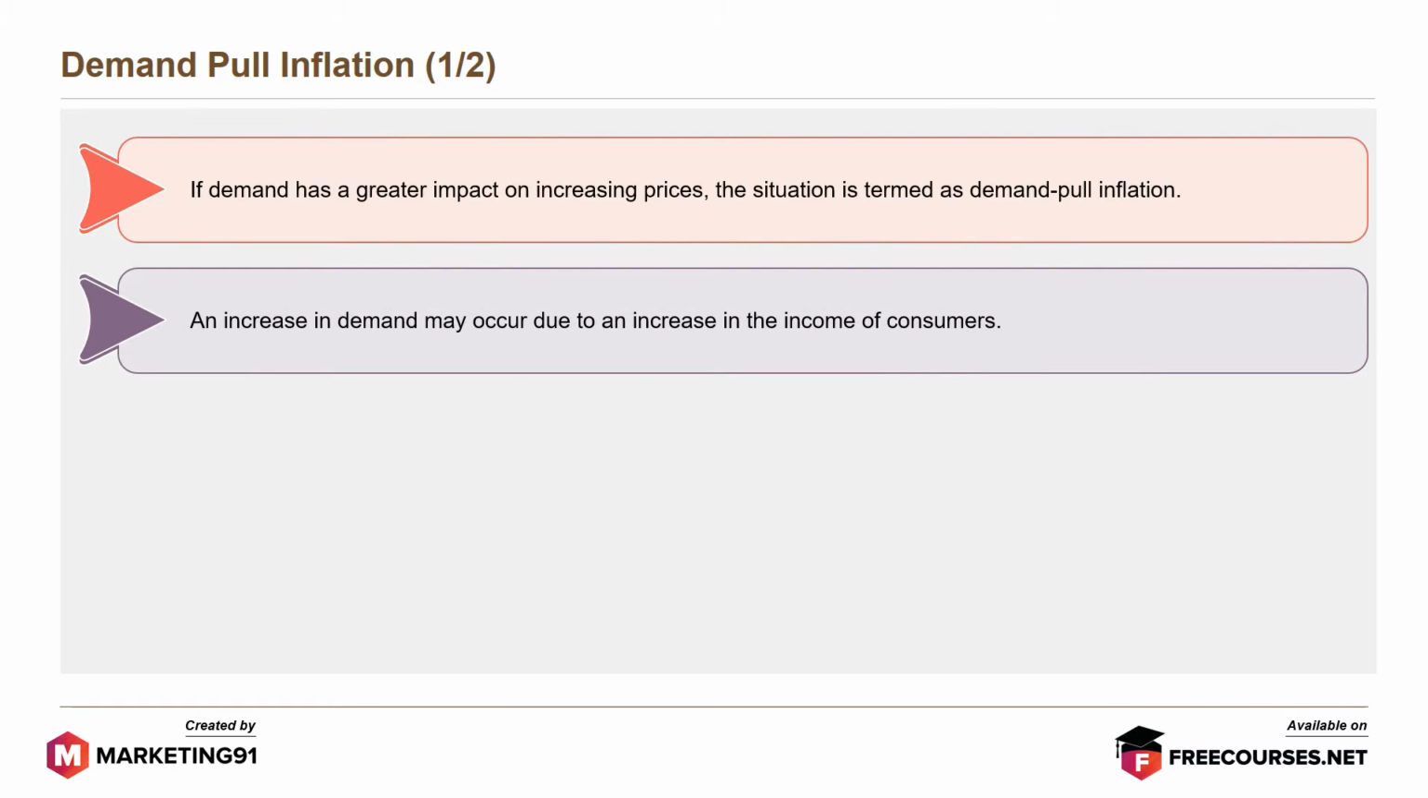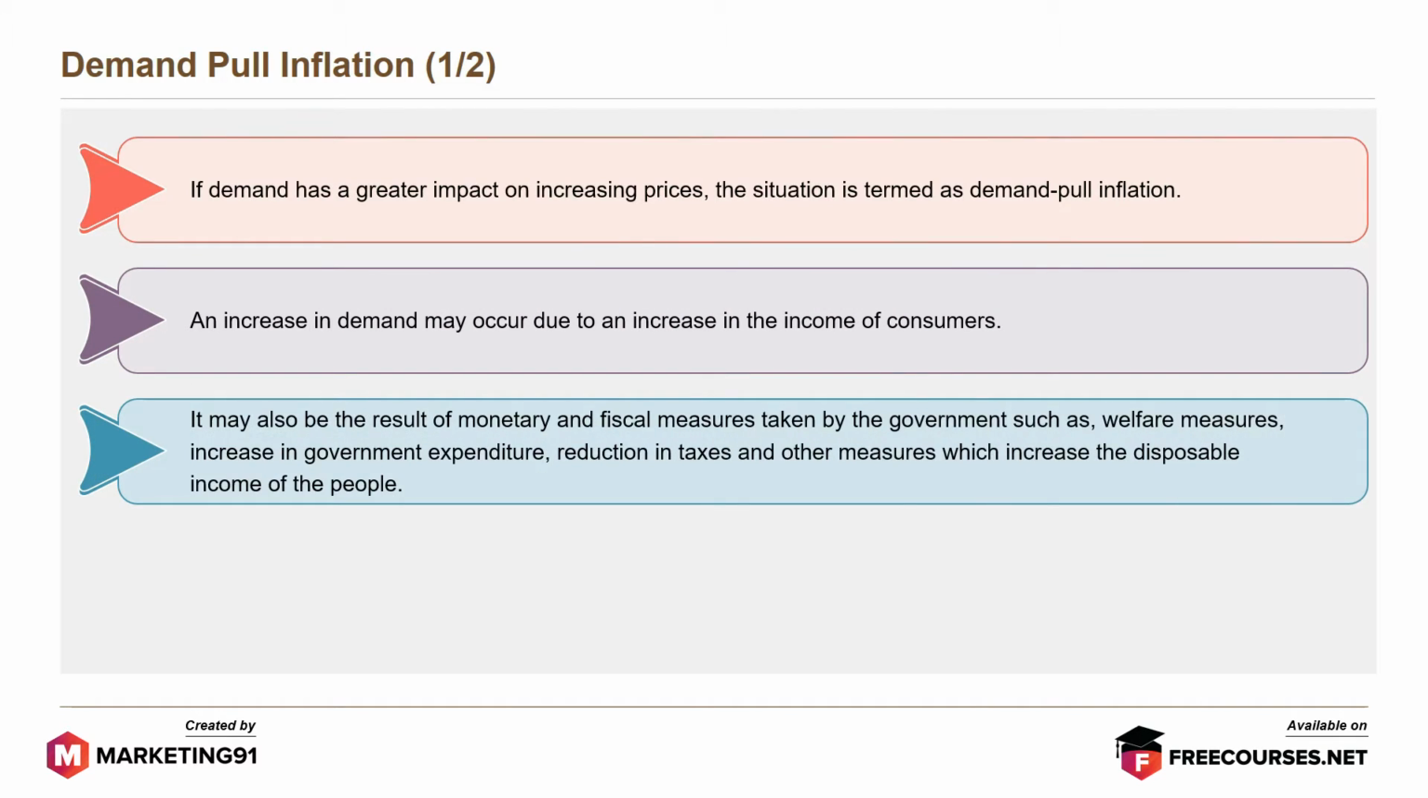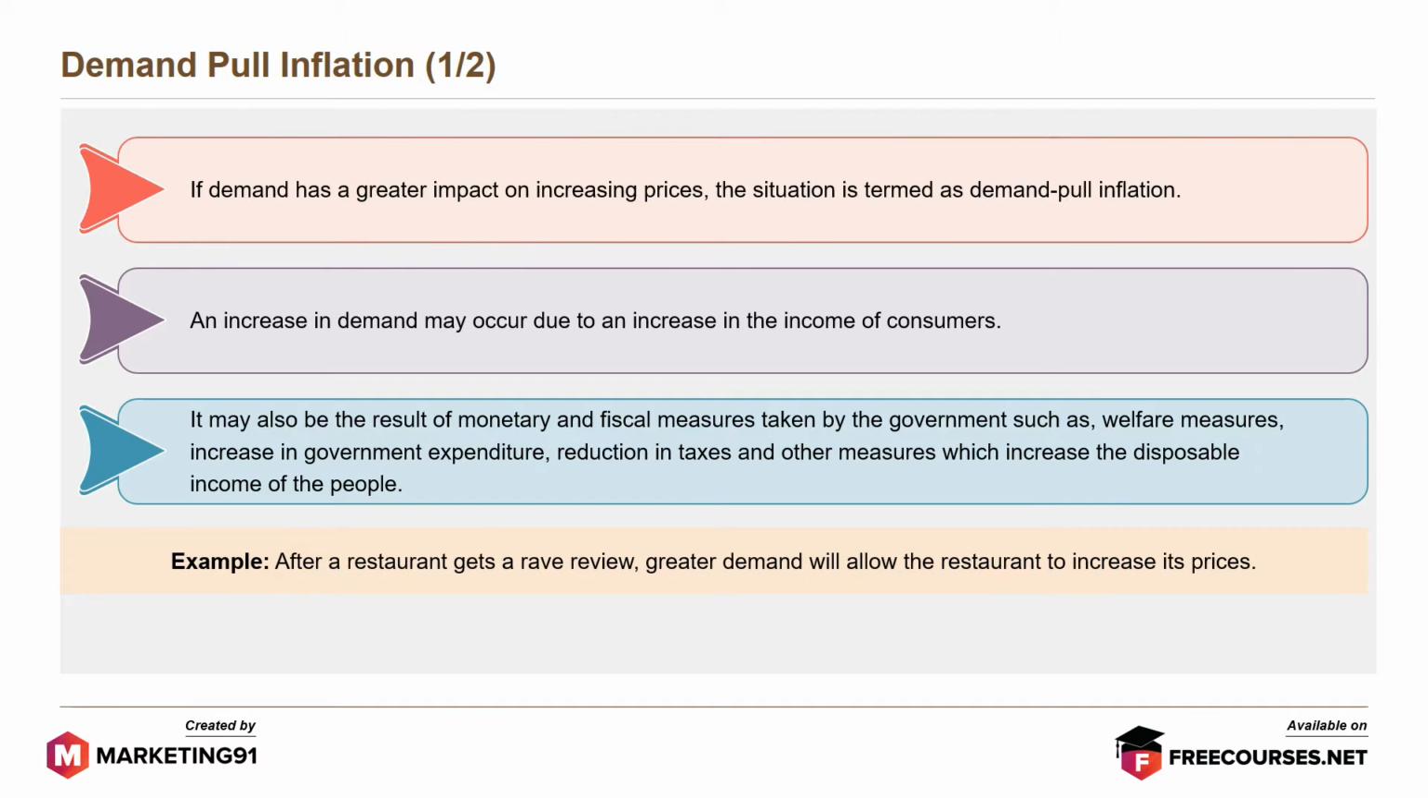An increase in demand may occur due to an increase in the income of consumers. It may also be the result of monetary and fiscal measures taken by the government, such as welfare measures, increase in government expenditure, reduction in taxes, and other measures which increase the disposable income of the people. For example, after a restaurant gets a rave review, greater demand will allow the restaurant to increase its prices.